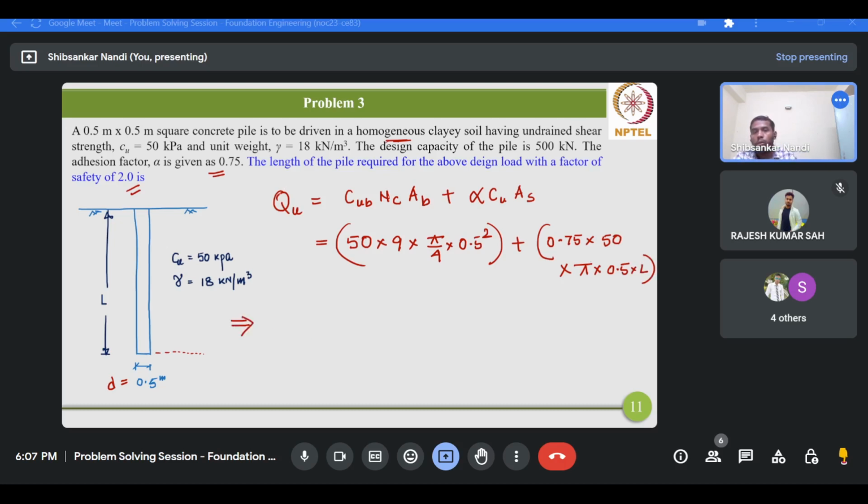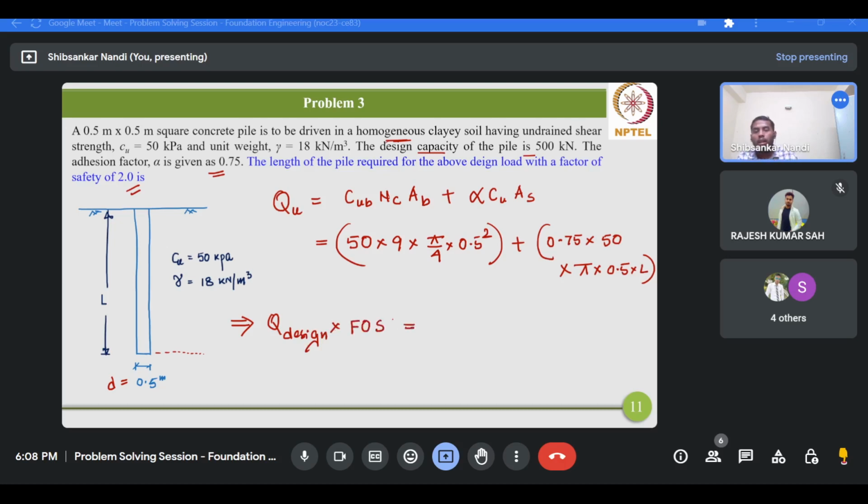Now this Q_u we know somehow. How do we know? Similar to the previous problem, where earlier in problem 2 the safe load carrying capacity was given, here the design capacity of the pile is given, and the factor of safety is also given. If you multiply this design capacity with the factor of safety, you will get the ultimate capacity.